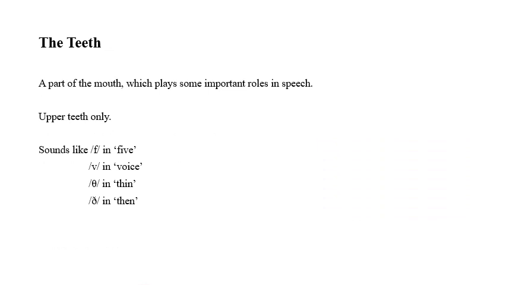Okay, now our 7th organ of speech is the teeth, and the teeth are the part of the mouth that plays some major roles in the production of speech. It's important to know that when we produce speech sounds, we only use our upper teeth, and this happens when we produce English sounds like fa as in the word five, va as in the word voice, tha as in the word thin, and tha as in the word then.